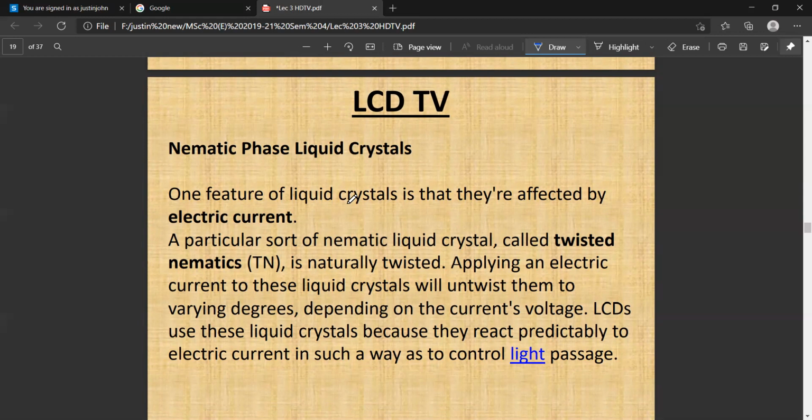Now, there is a special type of liquid crystal called nematic phase liquid crystal. What is a nematic phase liquid crystal? A nematic phase liquid crystal is a type of crystal whose twisting can be adjusted by applying a current or a voltage. For a given voltage or current, the twisting will be untwisted by a given angle. This can be predicted. So the amount of untwist and the amount of voltage are related by a factor, and you can predict the amount of untwisting for a given amount of voltage. Such crystals are called nematic phase liquid crystals. And these nematic phase liquid crystals are used to make LCD TV and LED TV.